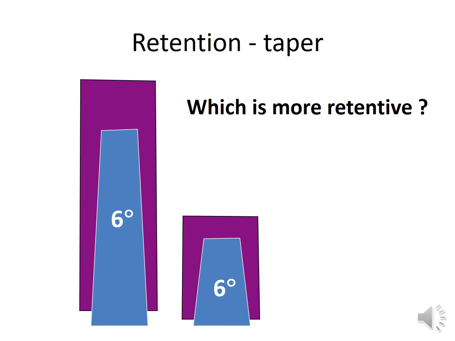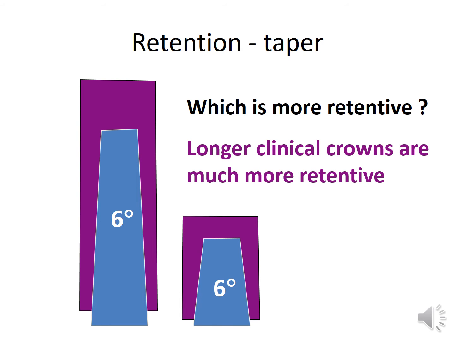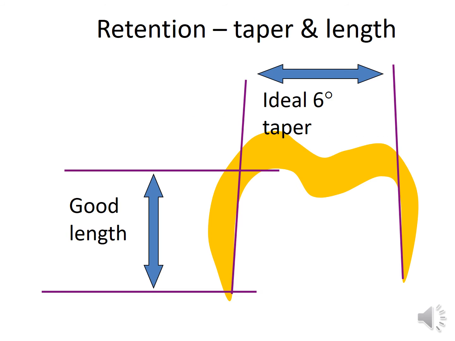So you can see in this picture the long and the short, which is more retentive. So the longer clinical crowns with this degree of taper are much more retentive than the shorter ones. If I have a good length and a good taper, I'm going to have good retention.